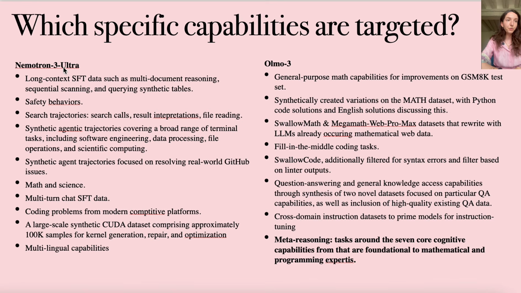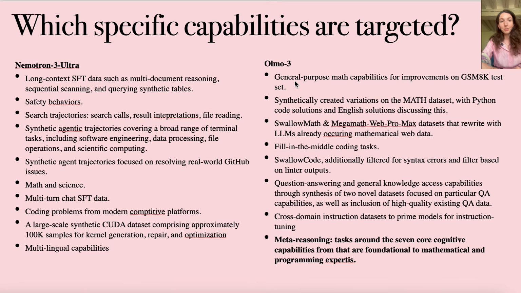And for example, Nemotron 3 Ultra uses, as I said, long context SFT data, safety behavior, search trajectories. So, how does a model actually perform a certain search assignment, synthetic agentic trajectories with terminal tasks, software engineering, and so forth. Tasks focus on resolving real-world GitHub issues, math and science, multi-turn chat SFT, coding problems, CUDA, multilingual capabilities. I'll go into a bit more detail on all of this in a second.